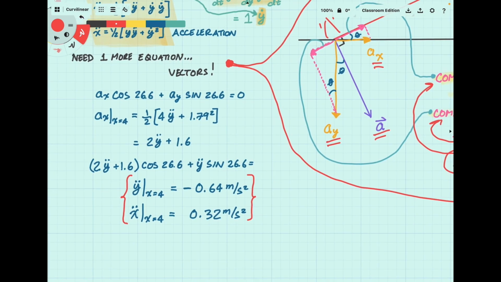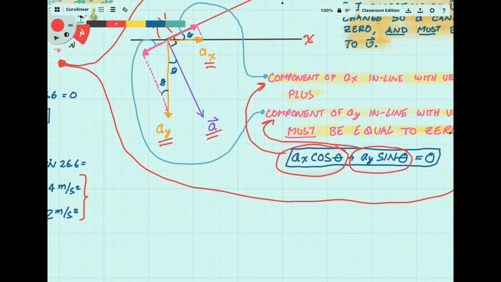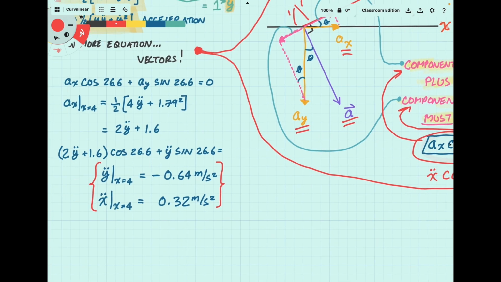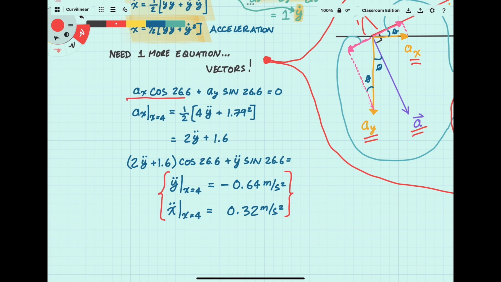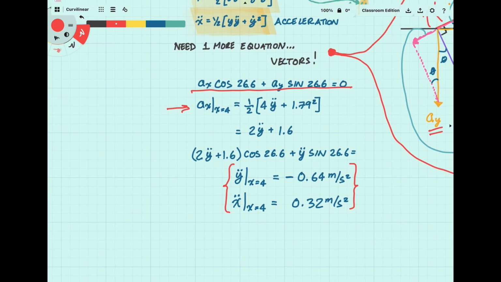Now, I never wrote this, so I might as well. Let's just say in the dot notation, we have x double dot cos theta plus y double dot sine theta is 0. That's that. And we can take the acceleration equation that's at the top of the page there and plug in what we know.